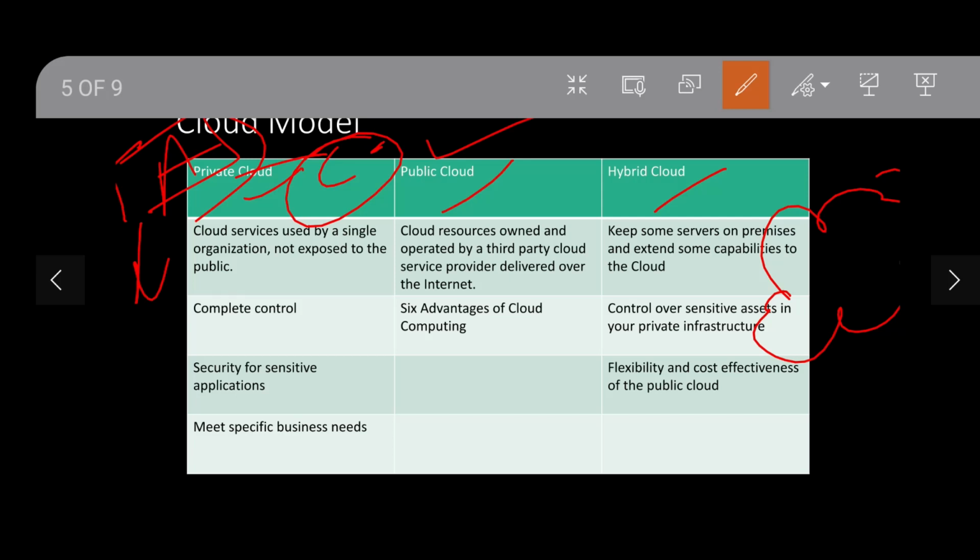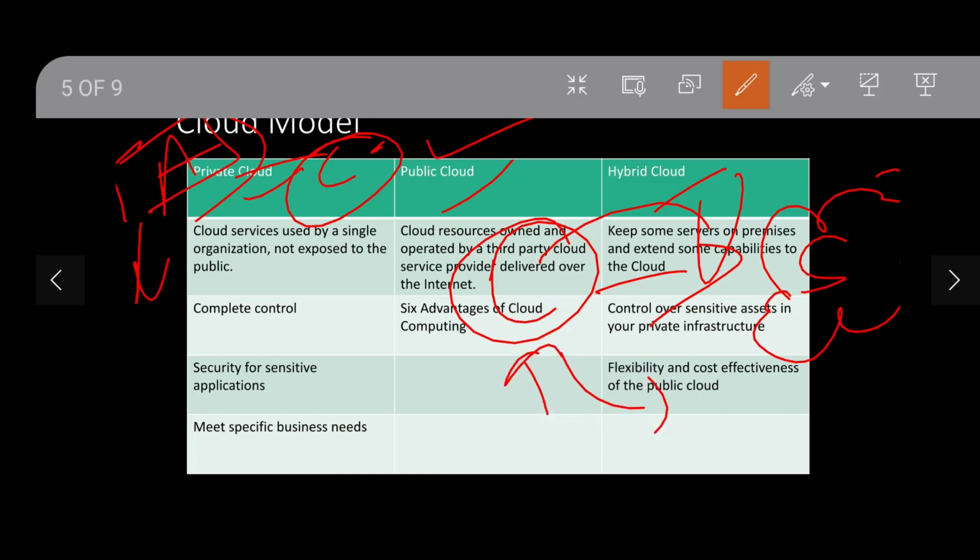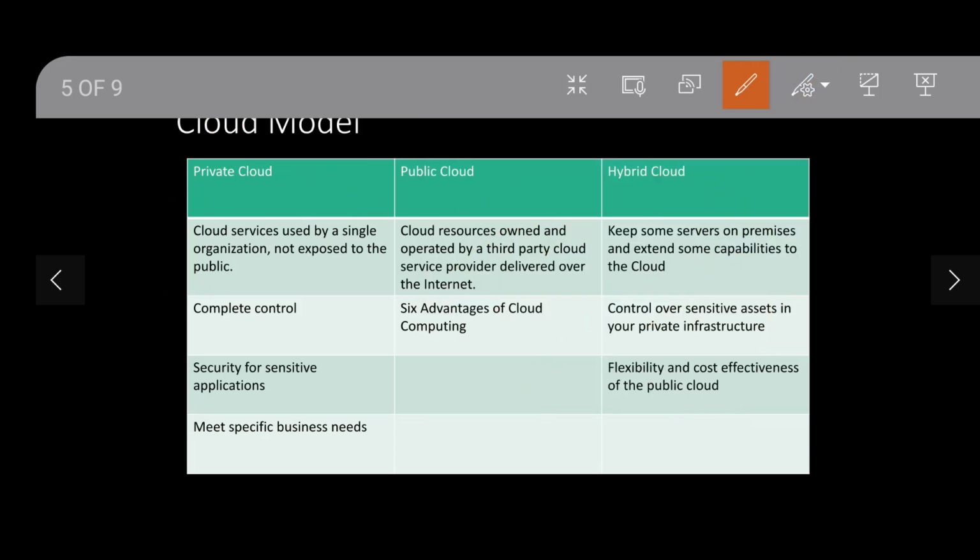A cloud service used by a single organization, not exposed to the public. These clouds are used by a single organization, and these cannot be viewed by other clouds. The company will have full control over this cloud. No one can access it other than them. This cloud meets specific business needs. When you go for Google or AWS, there are many services, but this private cloud has specific services which are required for this business.